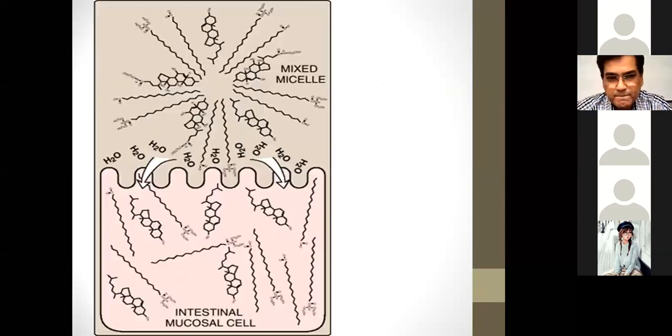This is another representation of these mixed micelles. As you can see, some hydrophilic water-loving ends outside and hydrophobic insides. You can see cholesterol and triglyceride structures in the center, and this is the intestinal mucosal cell. As you can see, these intestinal mucosal cells are readily absorbing these micelles into the enterocytes. So once the triglycerides or the fats are accumulated within the micelles, they are readily internalized or absorbed by the intestinal mucosal cells.